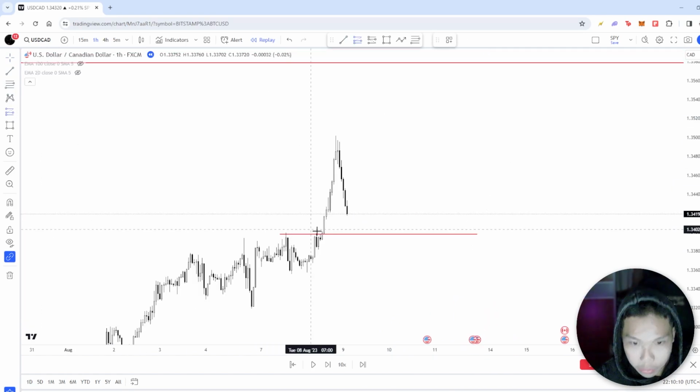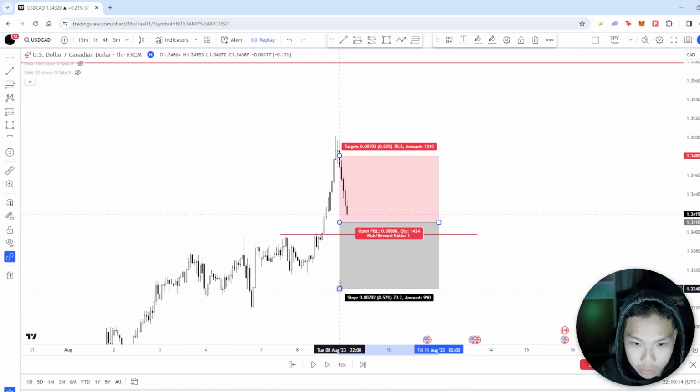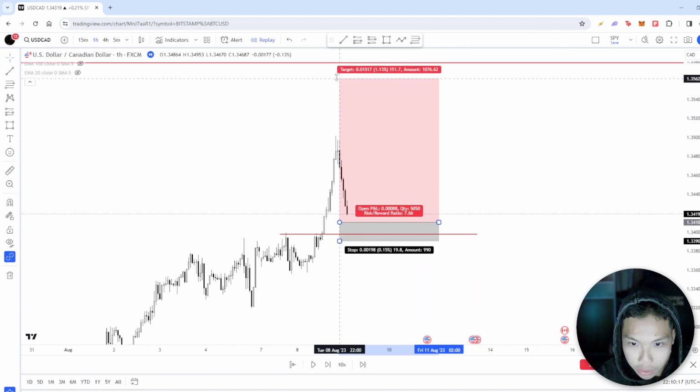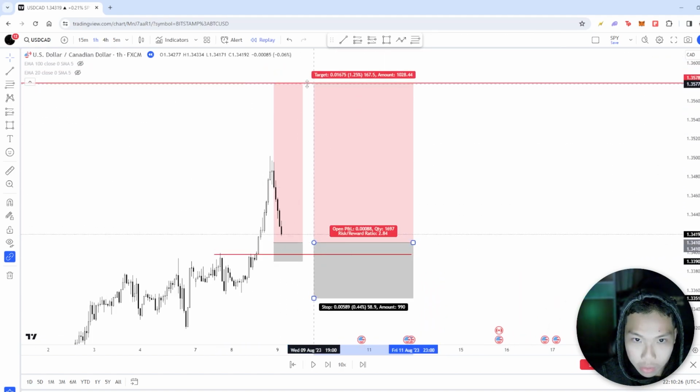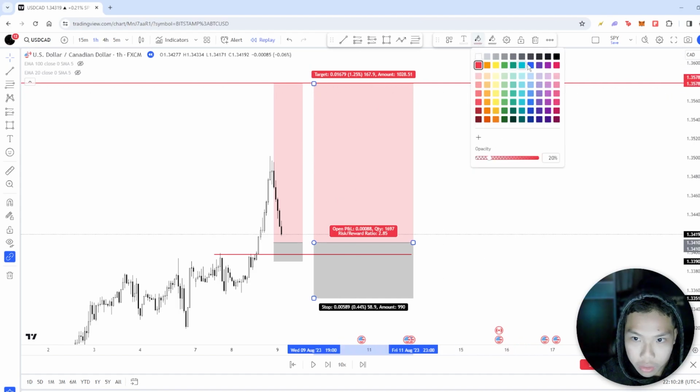So I have a question for you guys. Would you guys rather enter off of this trade? Let's take this trade as trade A. Right, this is my target over here. I'm gonna put a different color for this trade. So let's make this a blue.